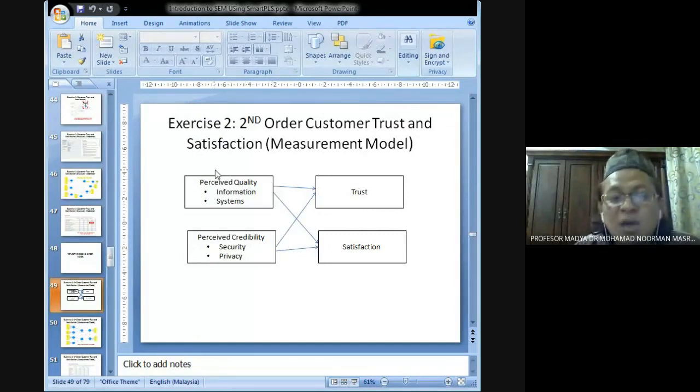Then we call it second order. Perceived quality is called a concept. Perceived credibility is also called a concept, or they are called second order. So I'm going to show you how we are going to do that.